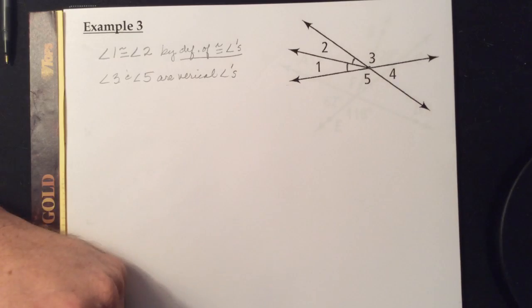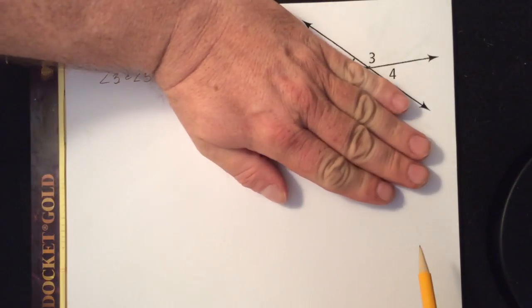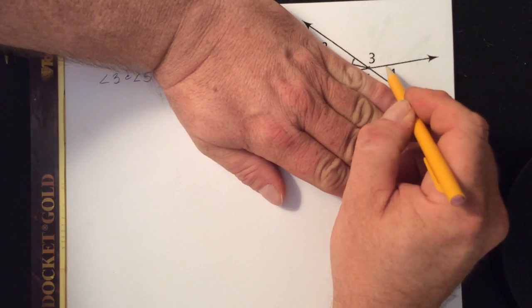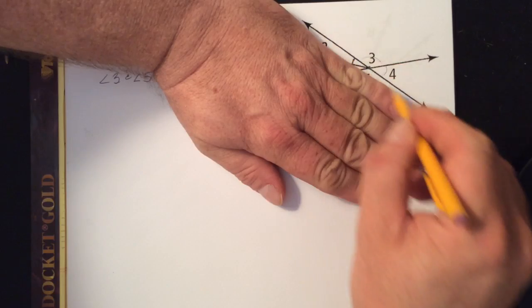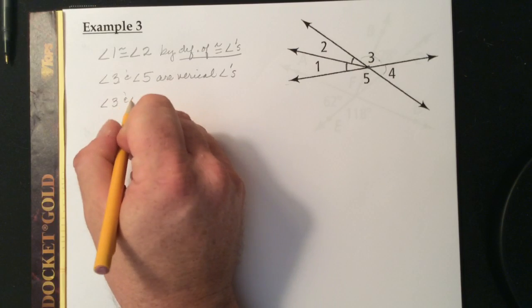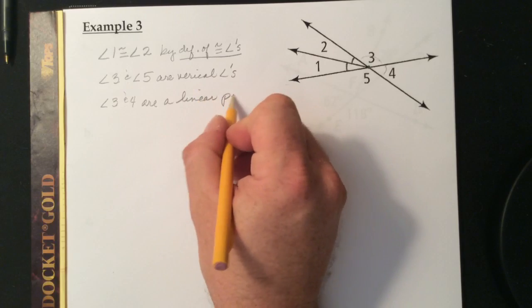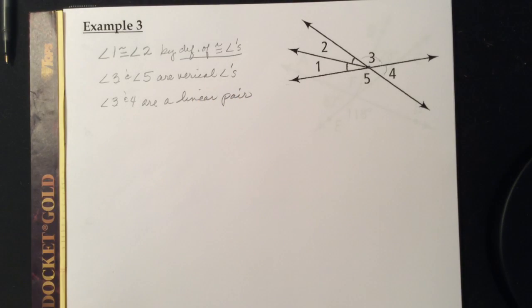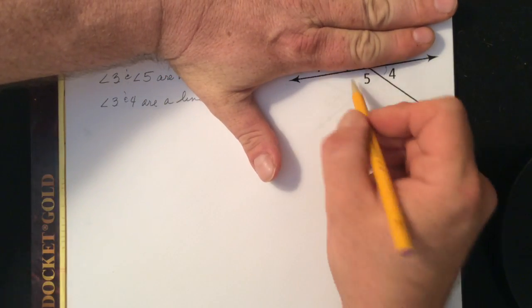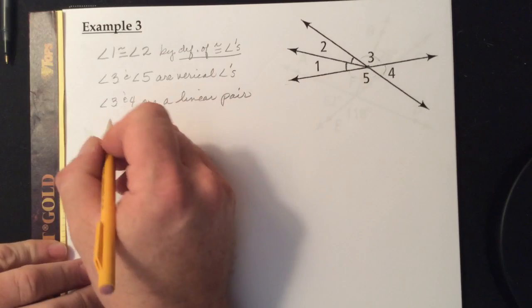And then we're taking a look around again. If you'll notice, we have a linear pair of angles here, angles 3 and 4, and we know this because added together they create a line. So angle 3 and angle 4 are a linear pair of angles. Take a look at angles 4 and 5. Angles 4 and 5 also create a line, so angles 4 and 5 are also a linear pair.